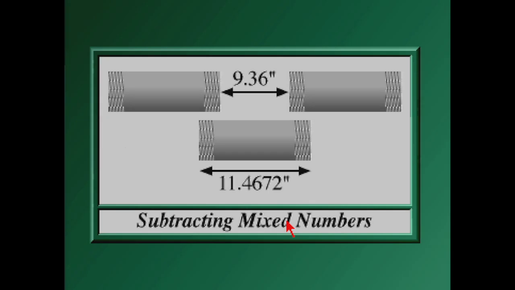You may be required to subtract mixed numbers. For example, you might have a piece of pipe 11 and 4,672 10,000ths inches and only a 9 and 36 hundredths inch space. You would need to know how many inches to cut off the end.